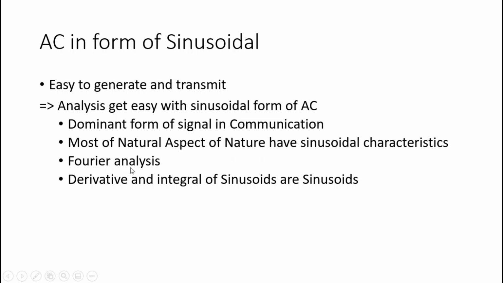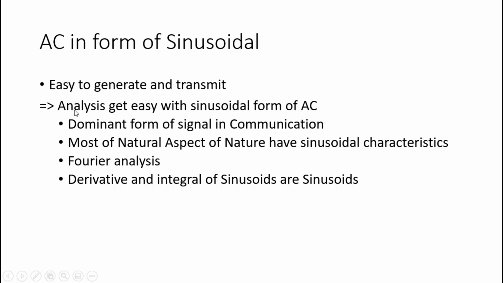And the third is Fourier analysis. As you know, in Fourier analysis we represent a signal as a summation of sinusoids of different frequencies, or different harmonic frequencies. So Fourier analysis can also be used in analyzing the sinusoidal form of AC. So it makes it easier to analyze. The fourth is that the derivative and integral of sinusoids are sinusoids. So it's also one of the points supporting that by using AC in form of sinusoid, our analysis becomes easier.